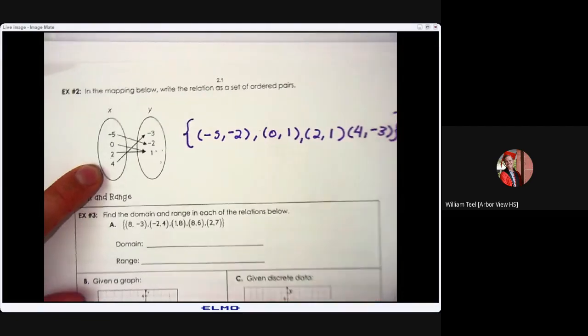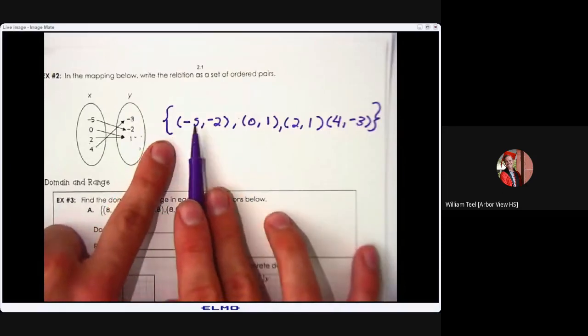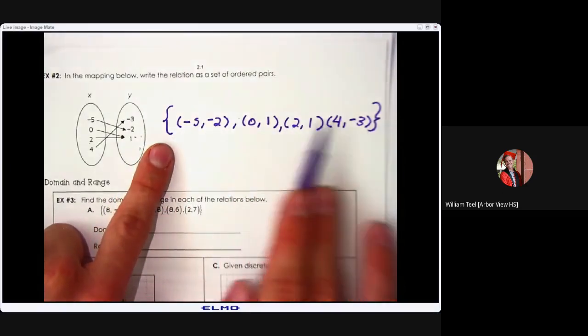Now, this is how we represent sets of ordered pairs. We just put these brackets and we put all of the ordered pairs next to each other with commas in between.